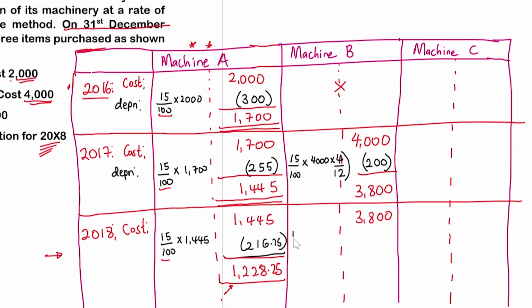So its depreciation is going to be 15% multiplied by 3,800. So that is going to give us 570. When we subtract that, we shall end up with 3,230. Like that, 3,230. Okay, I wanted to use this as red. Let me rub it.